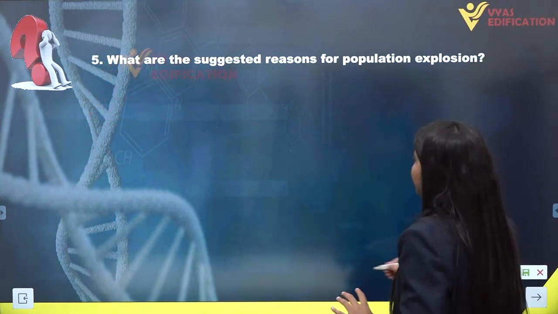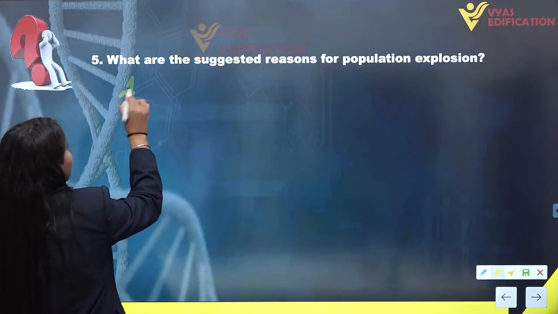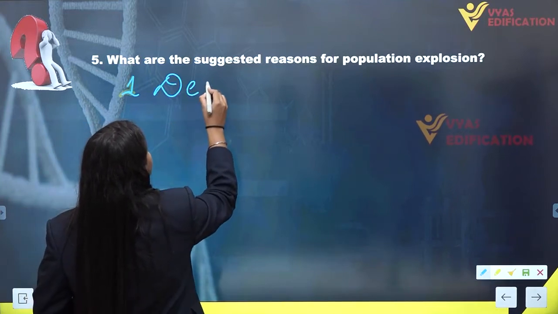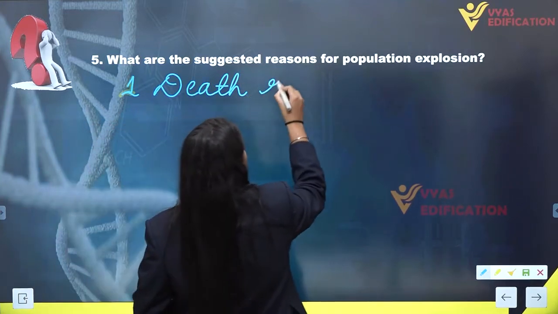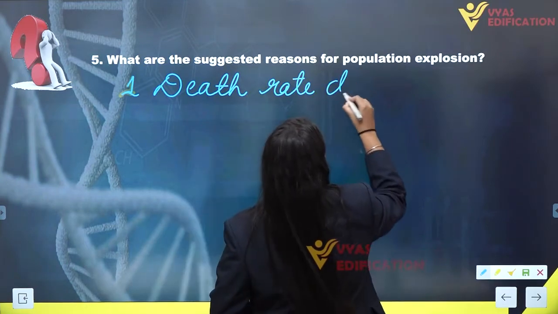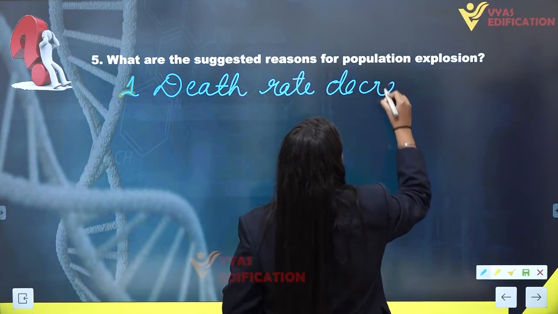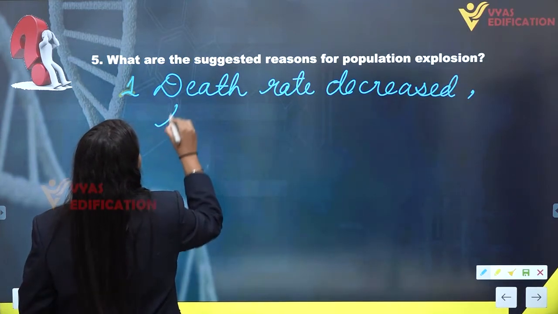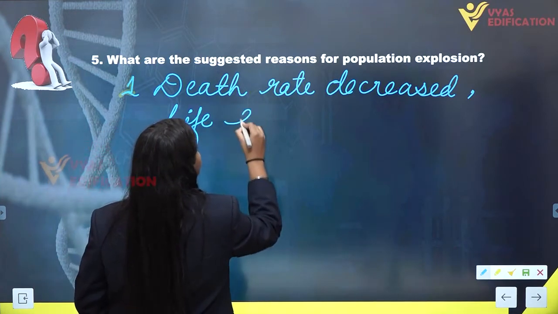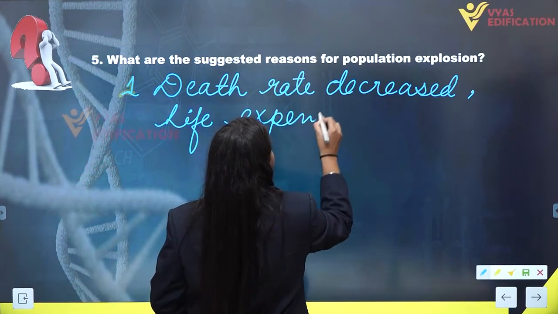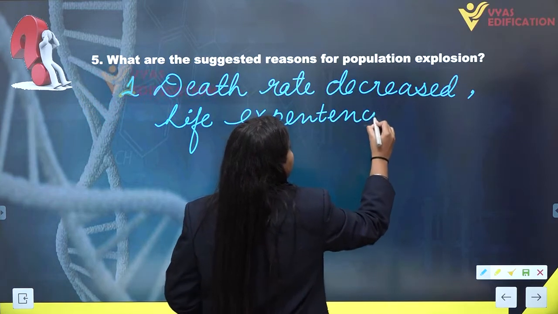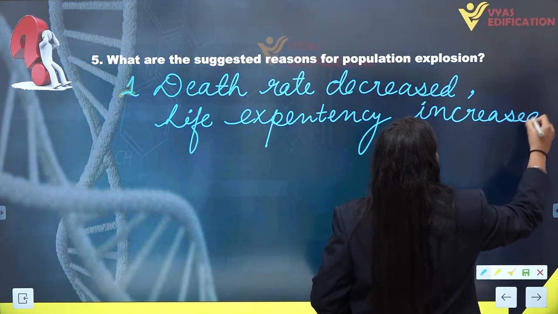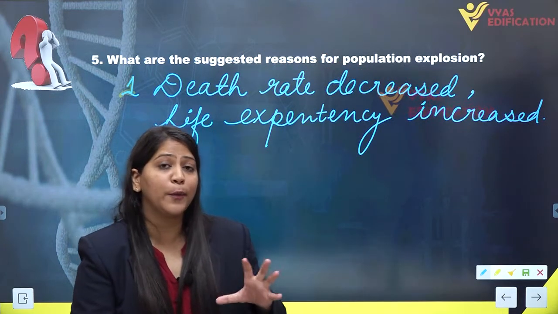That is, the first reason for population explosion is the death rate decreased, and life expectancy has increased. This is the first reason for population explosion.